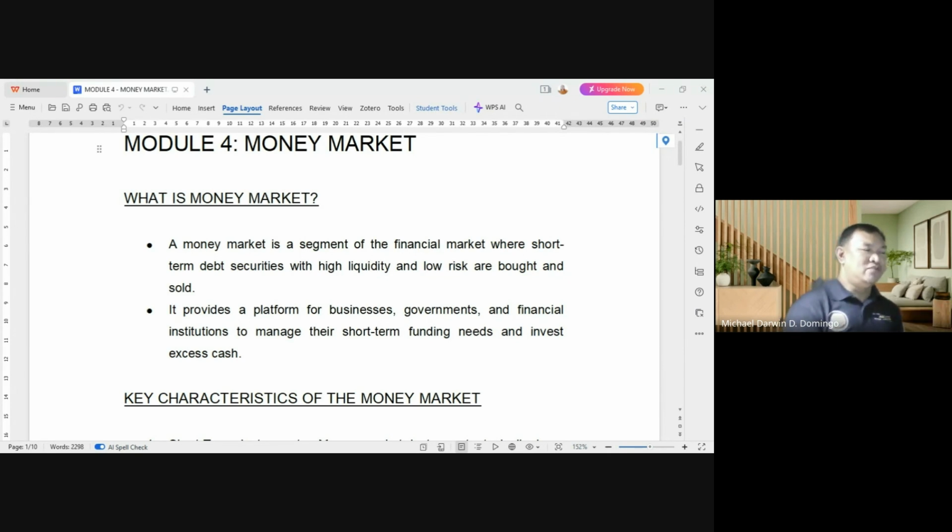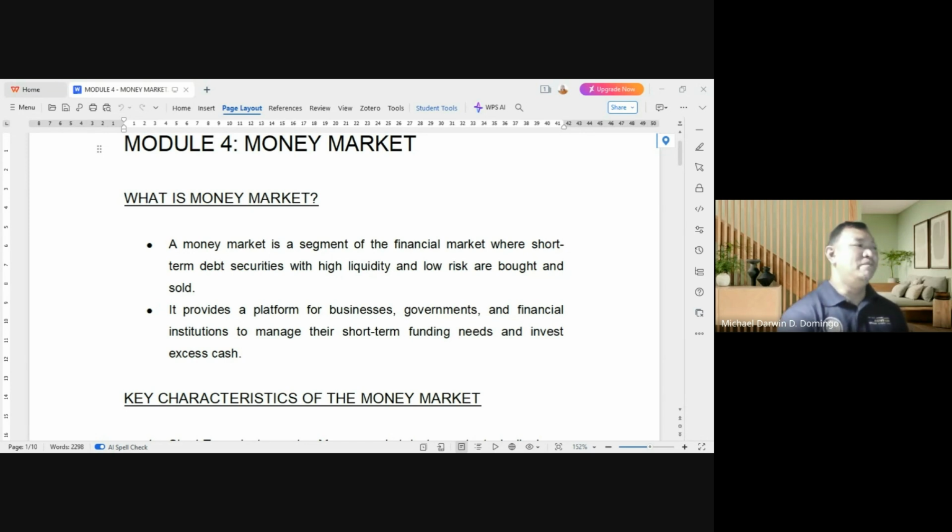So this provides a platform for businesses, governments, and financial institutions to manage their short-term funding needs and invest their excess cash. Now, if there is a need for a short-term funding, dito yon pwedeng makuha sa money market. One good thing about this, guys, is that kung merong needed funds si government on a short-term basis, like good for 3 months or good for 30 days, 1 month to 1 year, dito yon sa money market. Kaya nga tama yung sinabi niya na they offer high liquidity.